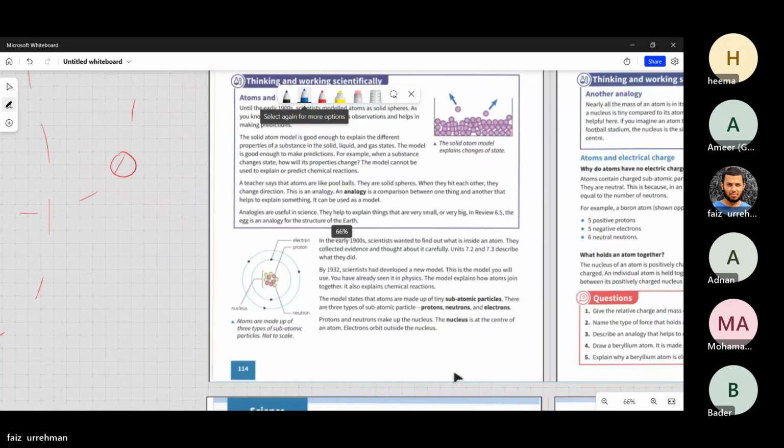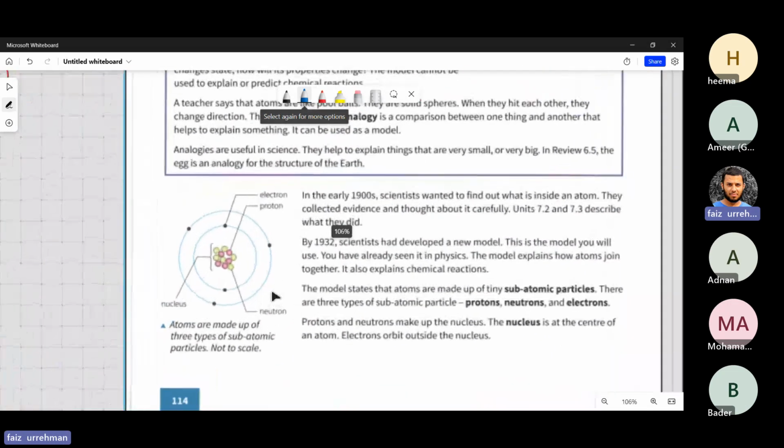So when was this model created? In 1932, scientists developed a new model. This is the model you will use. You have already seen it in physics. So this model that I demonstrated to you just now is almost 100 years old. It is so old.